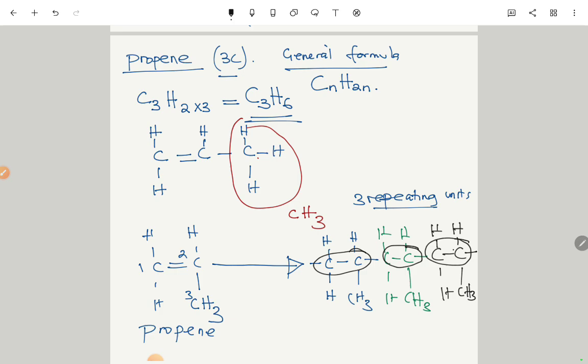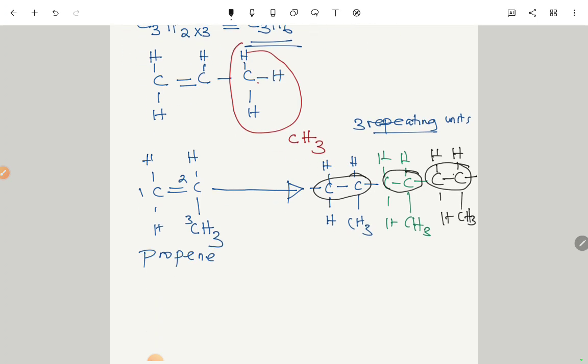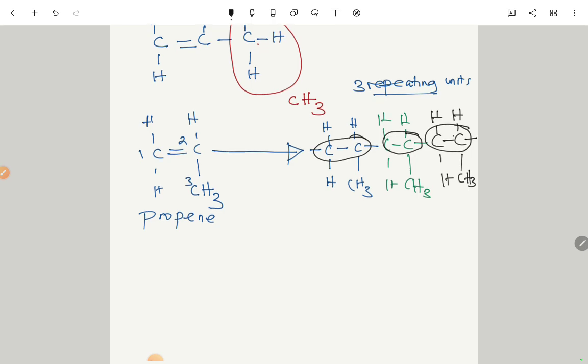All right. So now, sometimes in an exam, what happens is that we can bring this structure that we have drawn from propene. What is its name? To write its name, just add the poly in front. So this will be polypropene. Okay, so that is how the polymer is formed.